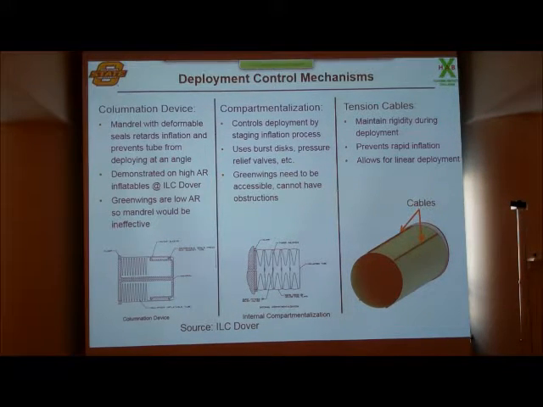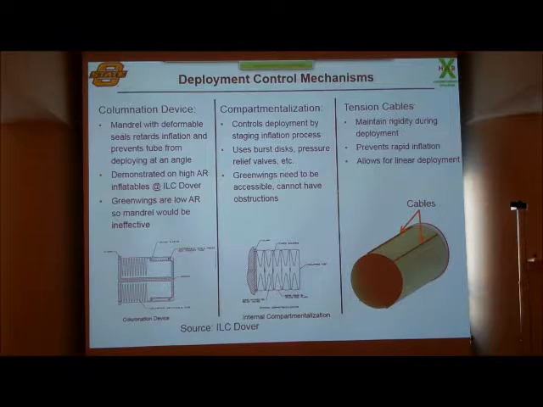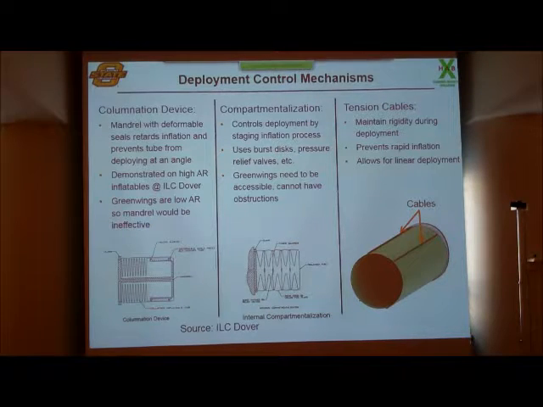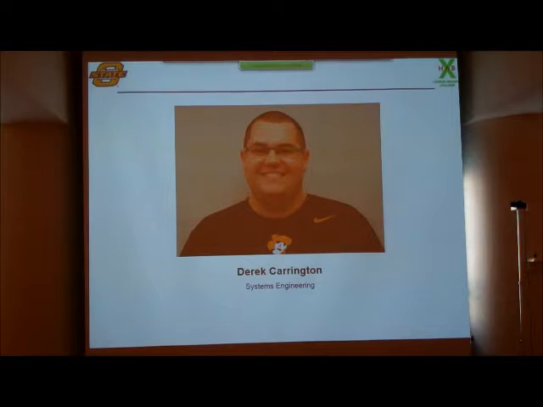They can maintain rigidity during deployment. They can prevent rapid inflation by adding brakes, slowing the inflation down. They'll keep the deployment process linear, so we don't have the hubcap falling down or falling backward onto itself. So now I'll pass it off to Derek, and he's going to talk a bit more about the tension cables to give you a better idea.